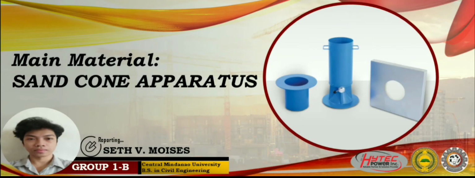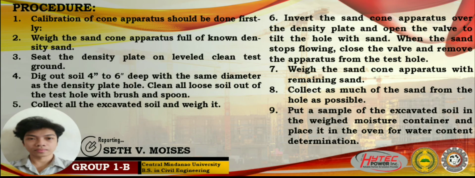The main material used for this test is the sand replacement or the sand cone apparatus. It is used to determine the in situ density of the fine-grained compacted soil. You can read on your own the procedure for this test. Again, the field density test of soils is conducted in the field to know whether the specified compaction is achieved or not.